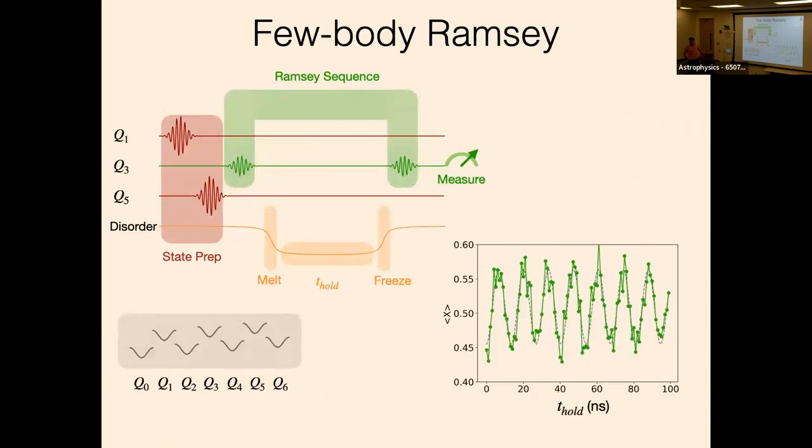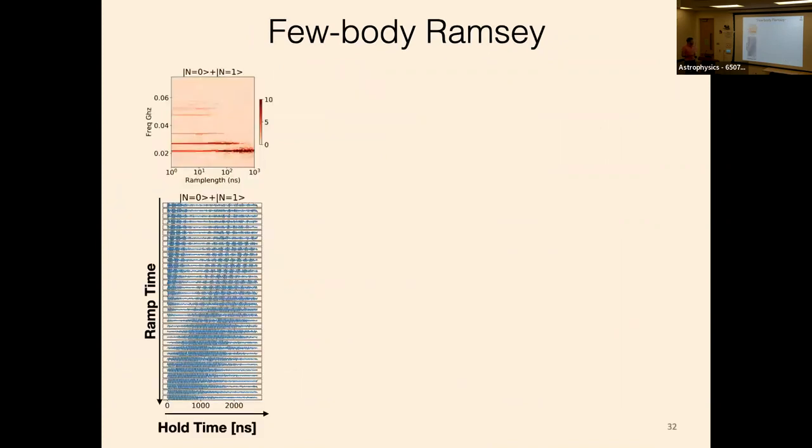And so indeed we do this and we see Ramsey fringes, right? Superpositions of these many body states. And you can now look at that same data. Remember I showed you adiabaticity data earlier, where if you ramp too fast, you make the wrong many body states. So what I'm showing you here is the frequencies that we generate in that Ramsey fringe as a function of how long the ramp takes. So the other way to look at this data is each one of these fringes is versus the hold time at zero disorder. And this is for different amounts of time spent ramping and ramping back, okay?